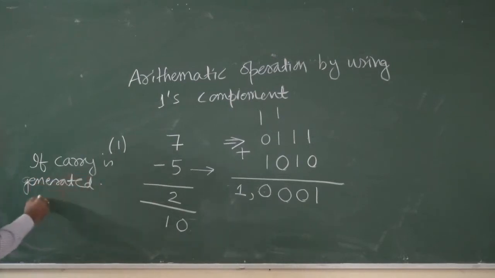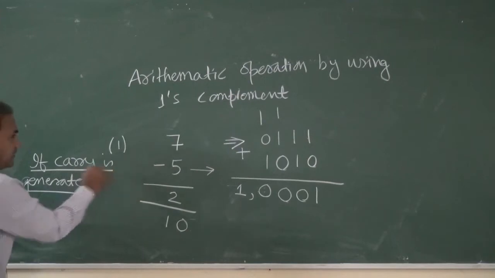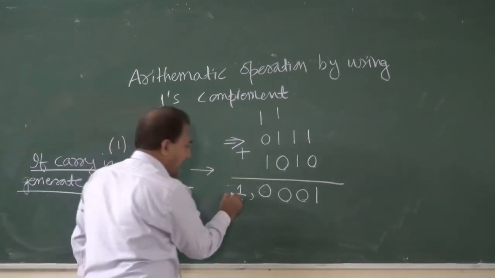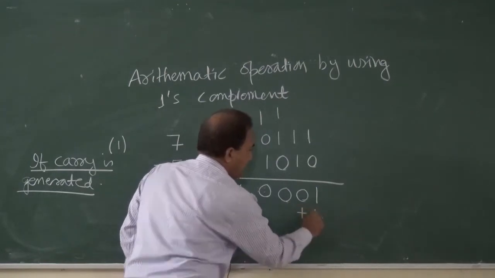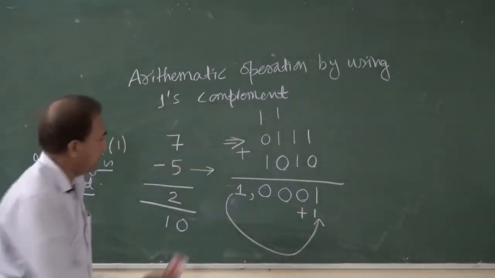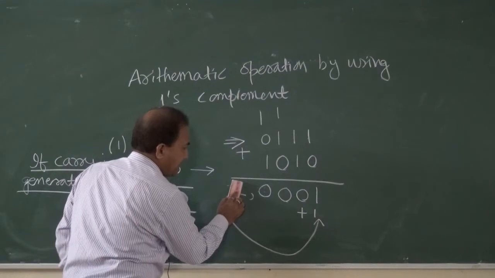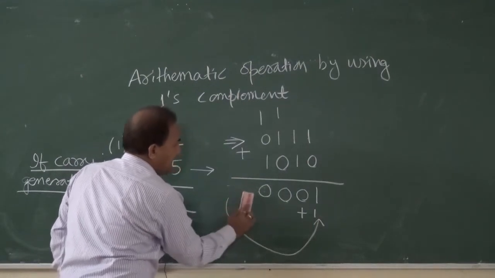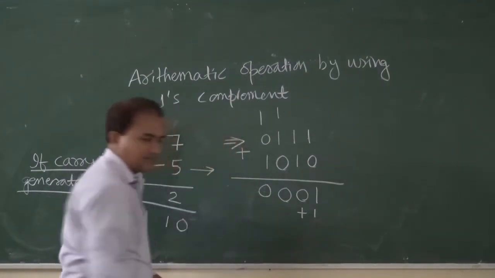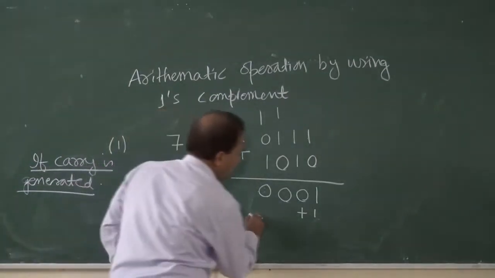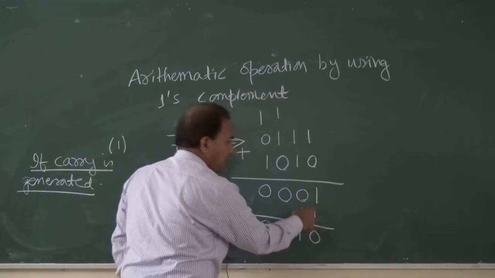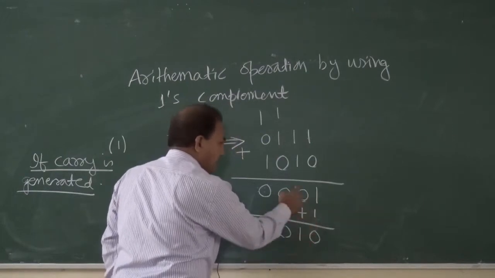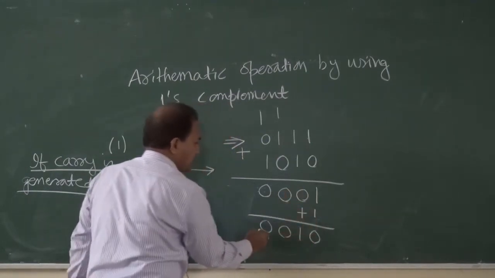Then what we have to do? If carry is generated, then what we have to do? We have to add this carry to the LSB. Okay? So you have to add this carry to the LSB. So it is equal to 0, 0, 1, 0. 1 plus 1, it is 0, carry 1. So it is 1, 0, 0.